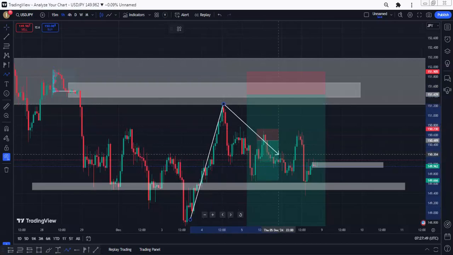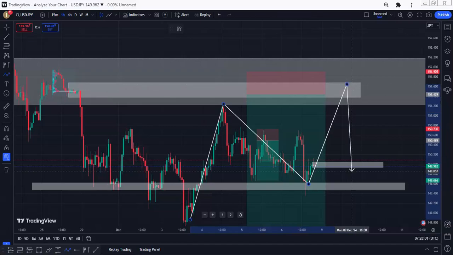We are waiting for the end of this B, which we don't have yet, before we get a C. C might be here, but we know that this is our zone. Then go for a continuation of this B. Firstly, I want to see something like a break of structure.